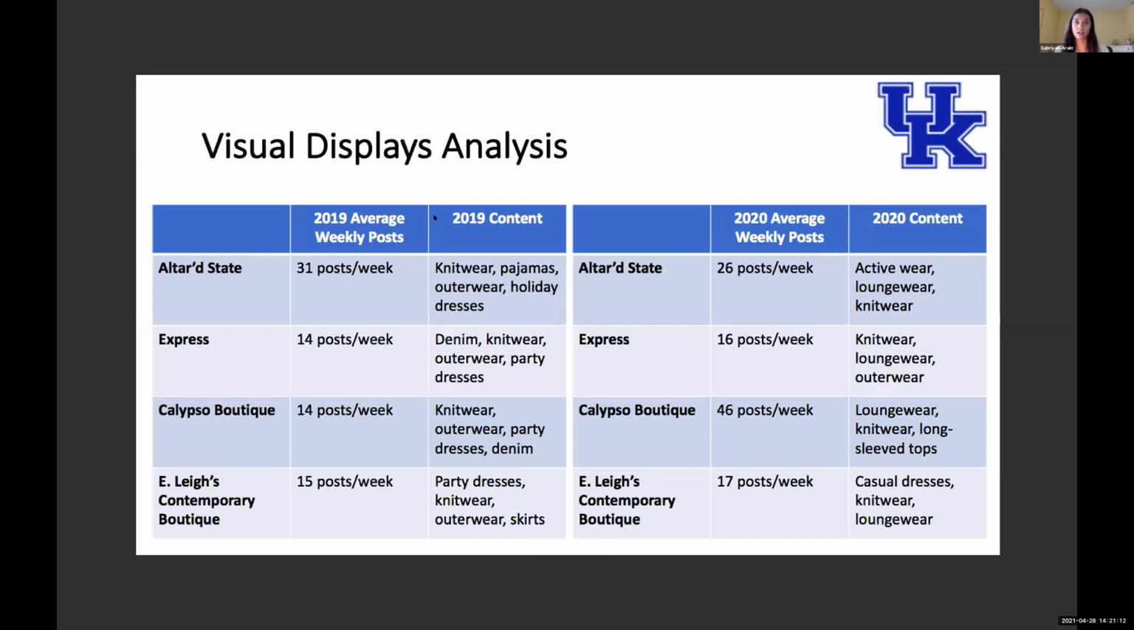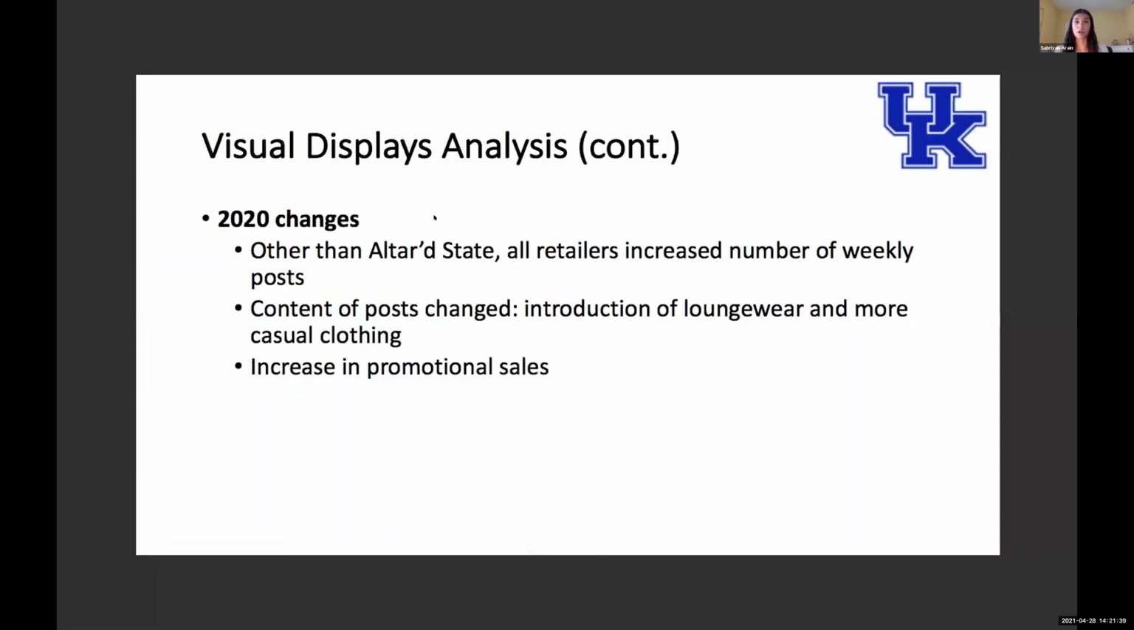So the first thing I analyzed was the visual displays for the 4 retailers, and I looked at their Instagram posts from both 2019 and 2020 during the holiday season. This chart shows a summary of the data I found. You can see that the average number of weekly posts changed between 2019 and 2020, and the content changed. They advertised completely different products between the 2 seasons as well. And so these are the main patterns I found based on that data.